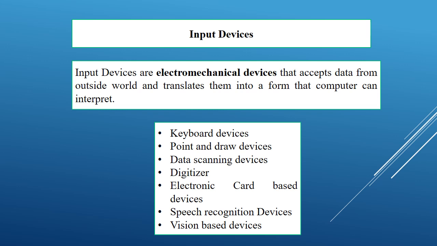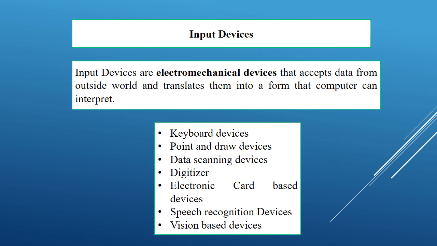Also, if you take a mouse, the key in the mouse is a mechanical part, and inside the mouse there is an electrical circuit that converts our signal into a form the computer can use. So the input devices are electromechanical devices.